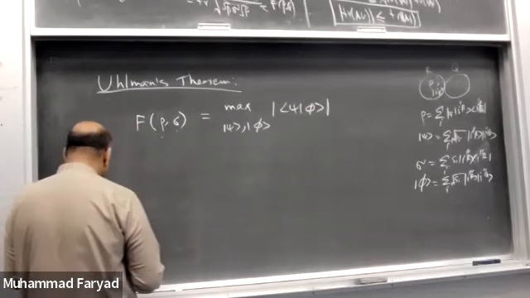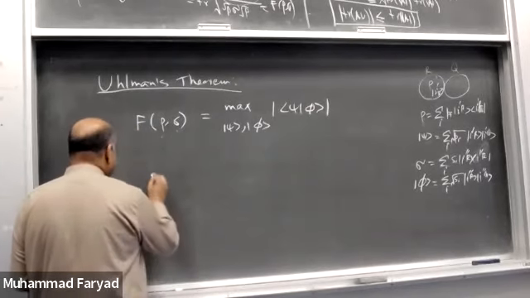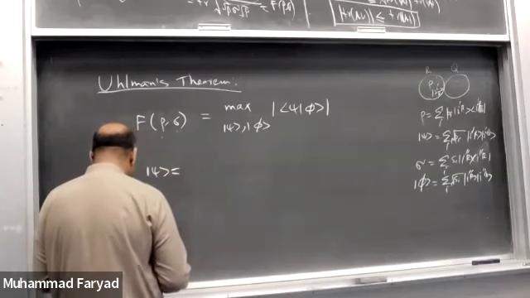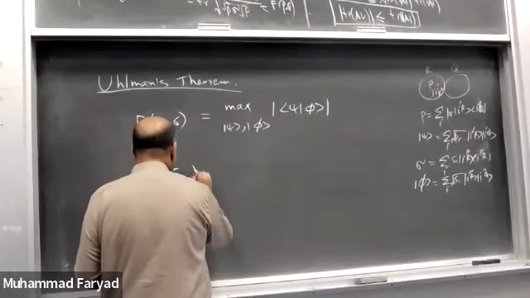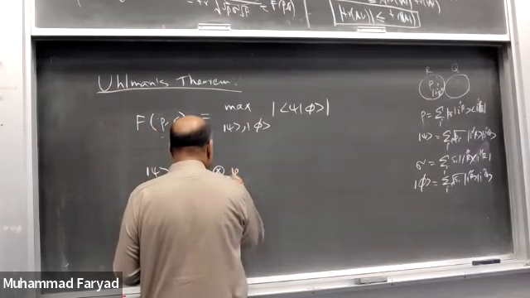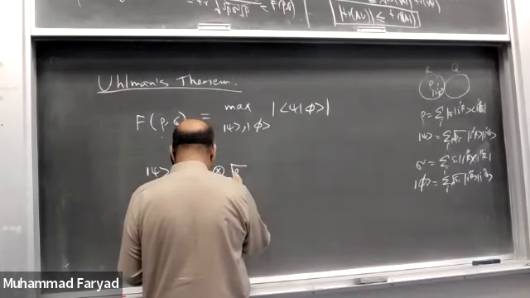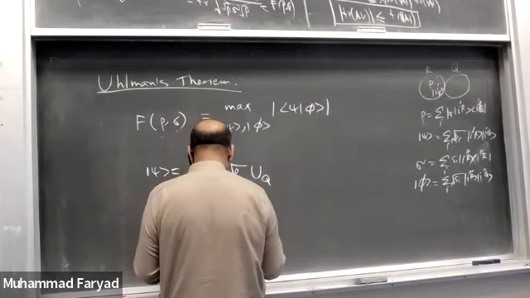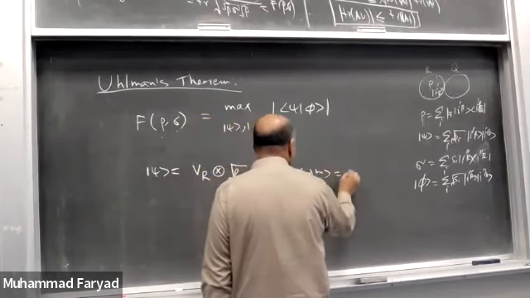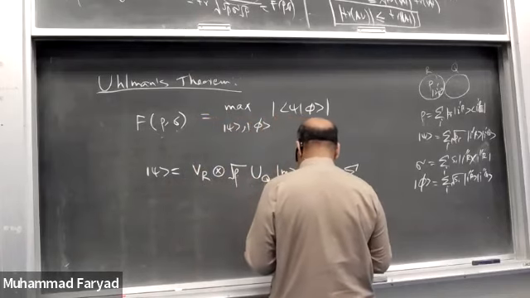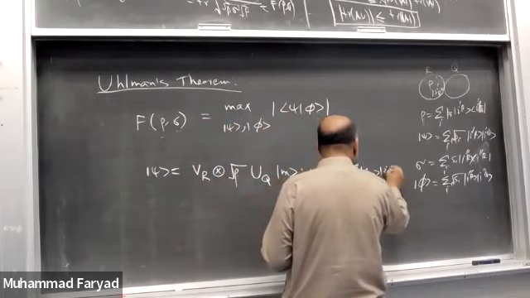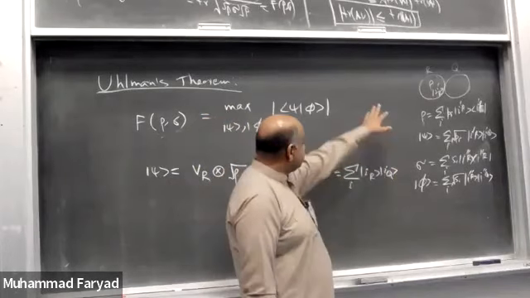So let's now go for the proof. Now, before I go for the proof, let me note one other thing. I can write this state psi like this: some unitary operator V_R tensor with the square root of rho and some unitary operator U_Q applied to this state M, where M is this special state, which is a tensor product of some two bases of system R and system Q.